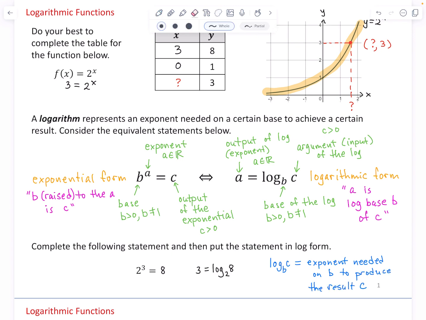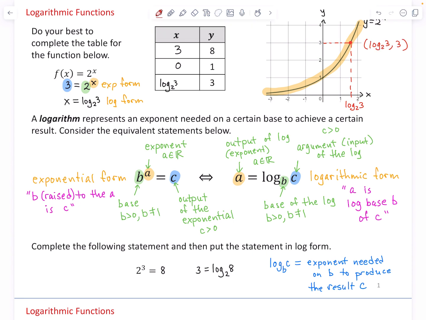So back up to our missing entry in our table. If we are trying to solve this statement, 3 equals 2 raised to the x. So currently this statement, 3 equals 2 to the x, is written in exponential form. I can isolate the x by simply rewriting this in log form. This x is in the position of a. So in log form, I will lead off with x is equal to. This 2 is in the position of b. So this will be a log base b, or log base 2. And then this 3 is in the position of the c, which is the argument of my log. So we have log base 2 of 3. And this logarithm, or log for short, represents this missing x-coordinate.